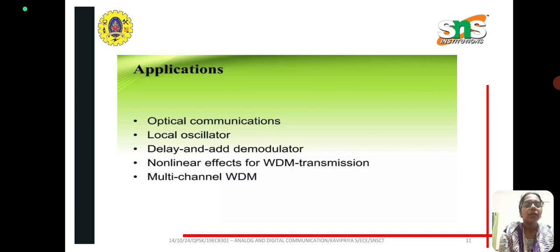Applications: quadrature phase shift keying is used in optical communication. It is used in local oscillators, in delay and add demodulators, in nonlinear effects for WDM transmission, and in multi-channel WDM.